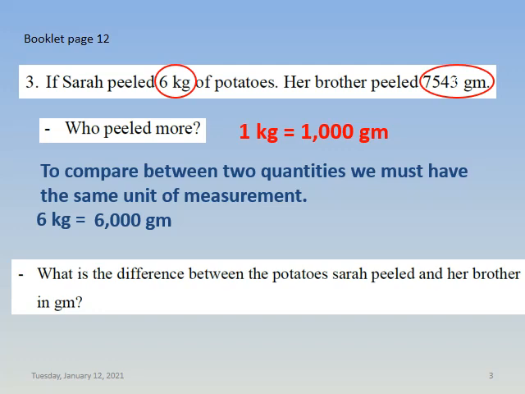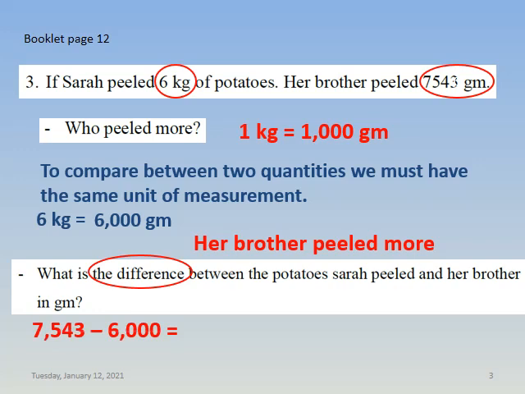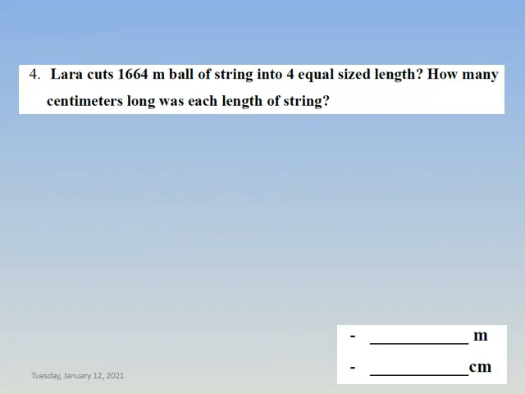Now, the second question. What's the difference between the potatoes Sarah peeled and her brother in grams? So the difference again means that I will subtract and I will know the difference between both of them by subtracting both amounts. So her brother peeled more than her by 7,543 minus 6,000 grams, equal to 1,543 grams.